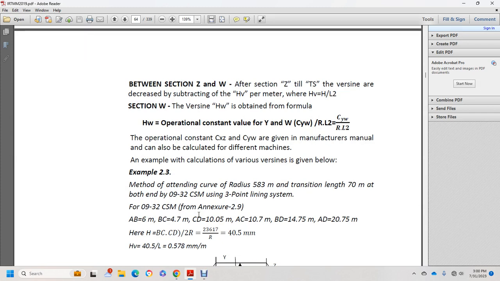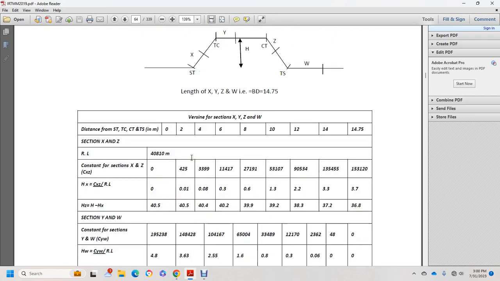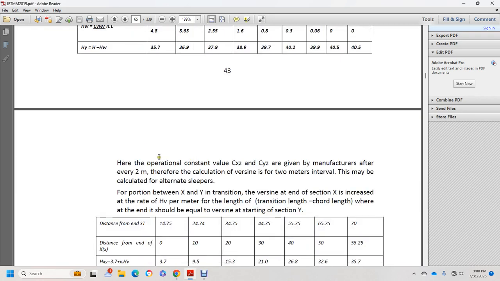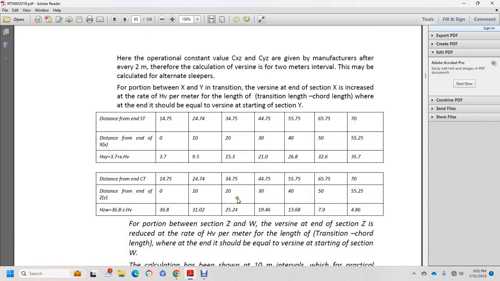For example, the calculation varies for various machines, as given below and shown in the chart. Here are the optional constants CXZ and CYW given by the manufacturer for every 2 meters; therefore the versine line calculation at 2 meter intervals may be done for alternate sleepers. For the portion between X and Y of the transition, the versine line is increased at the rate of HV per meter, where at the end it should be equal to the versine line at the start of section Y.